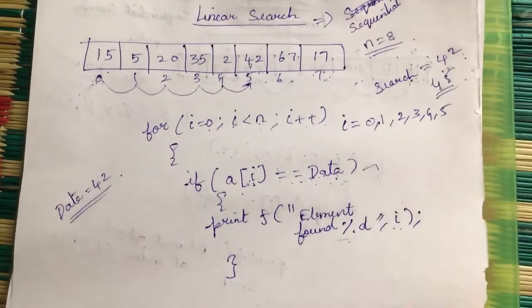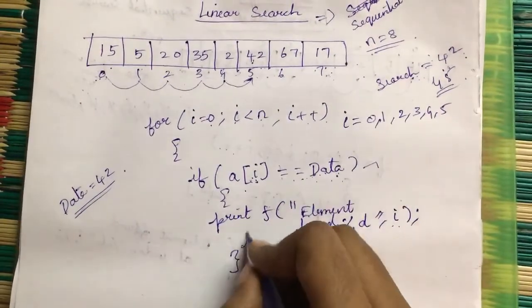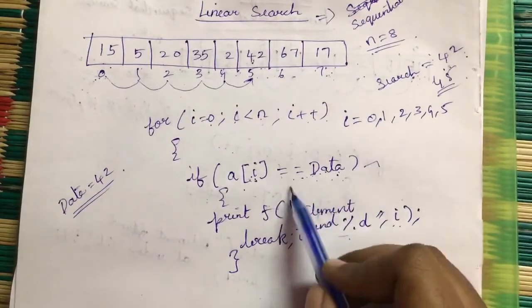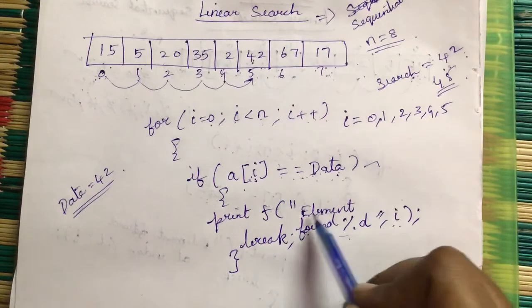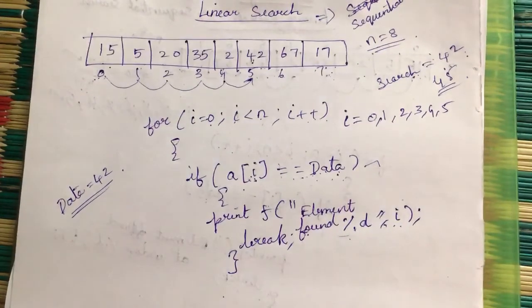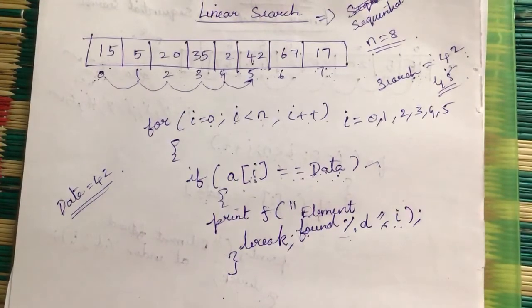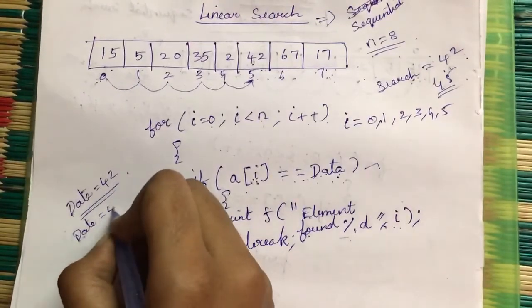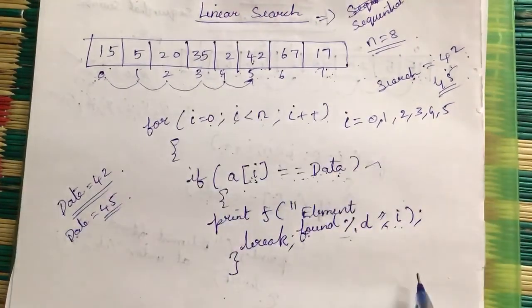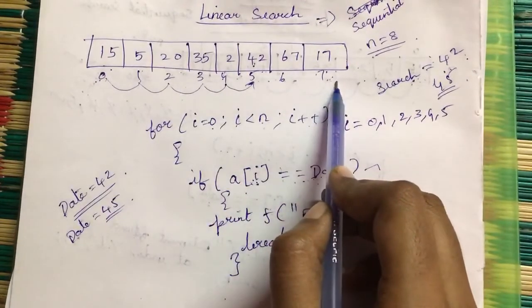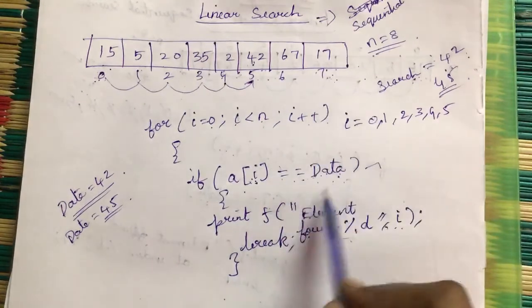So what you have to write in this code is a break. When this condition is entered and element is found is printed, it has to break from the loop. That is why we have written the break condition here. Next, if we take data as 45, the element is not in this array at all, so it will compare till the end and enter the loop for each and every element.